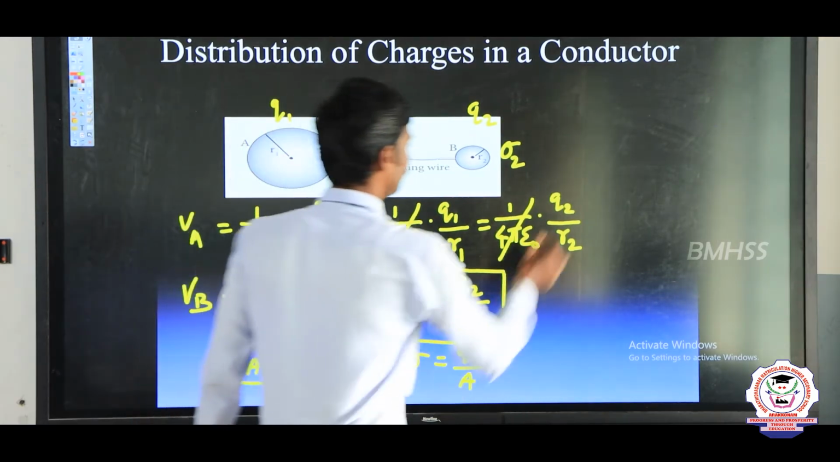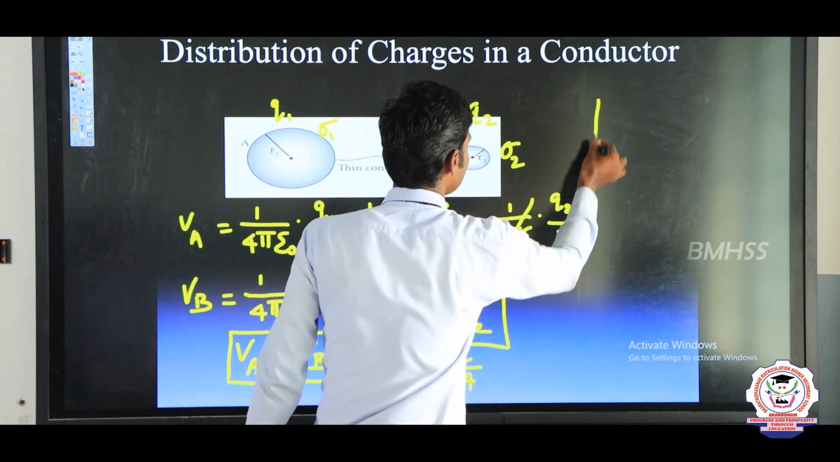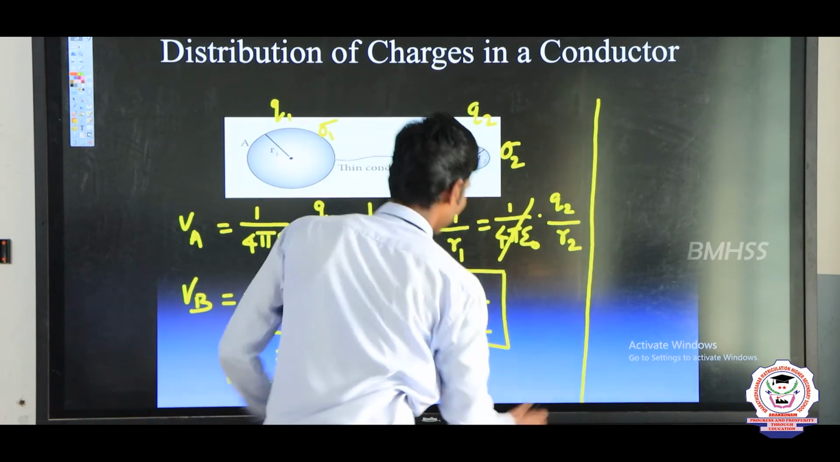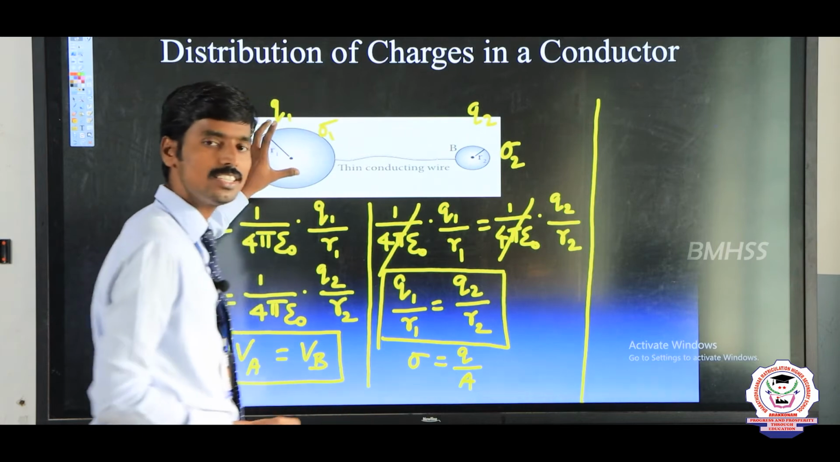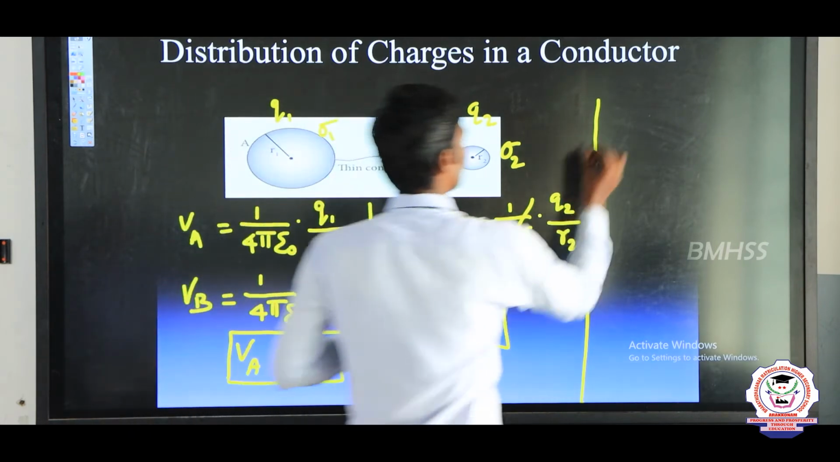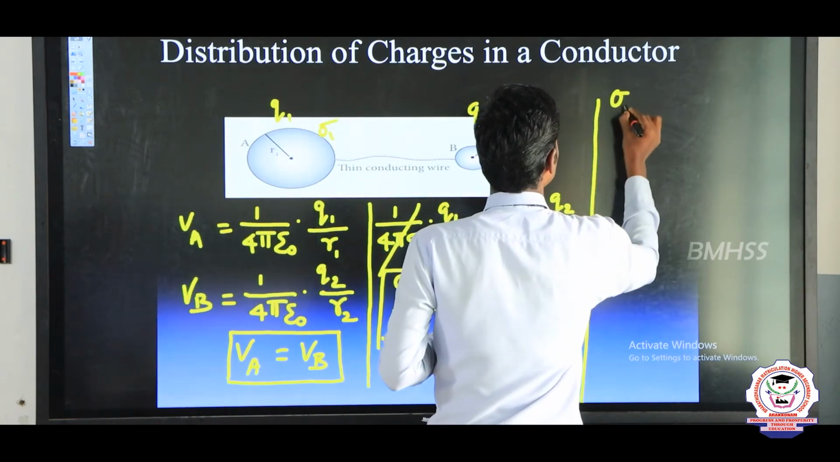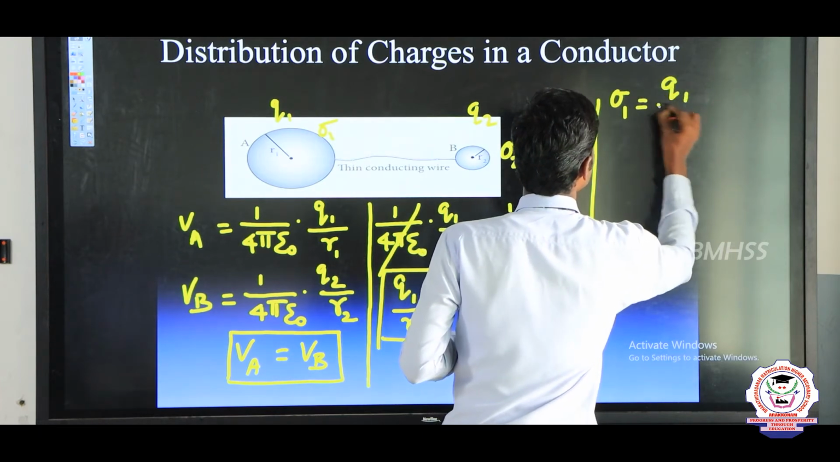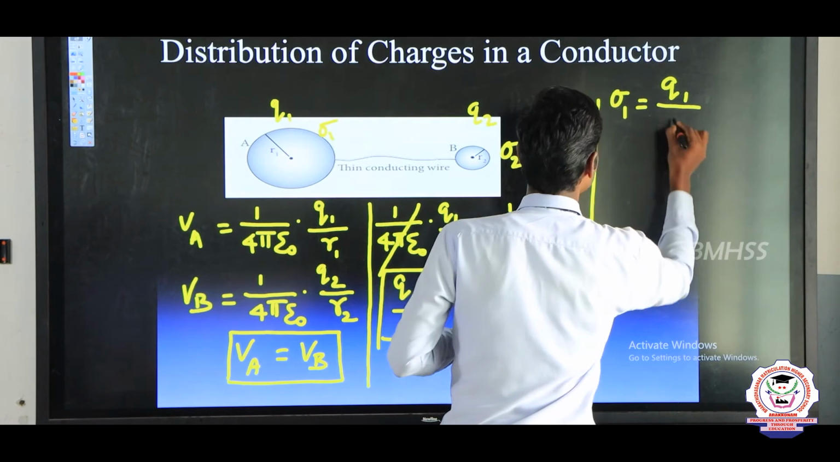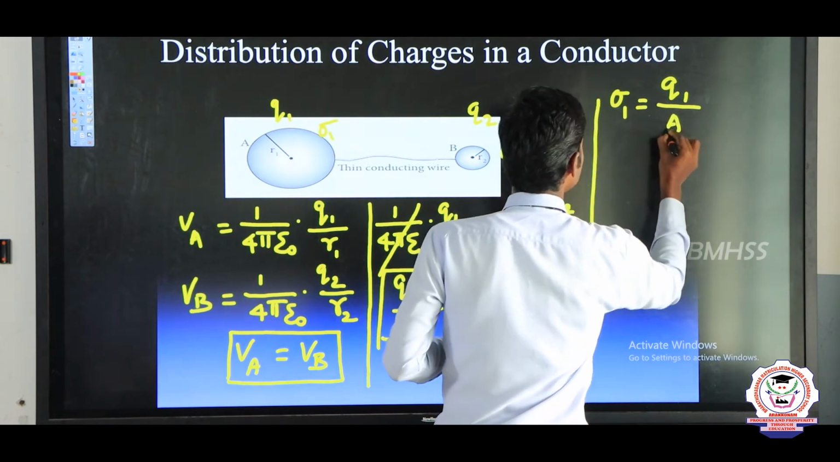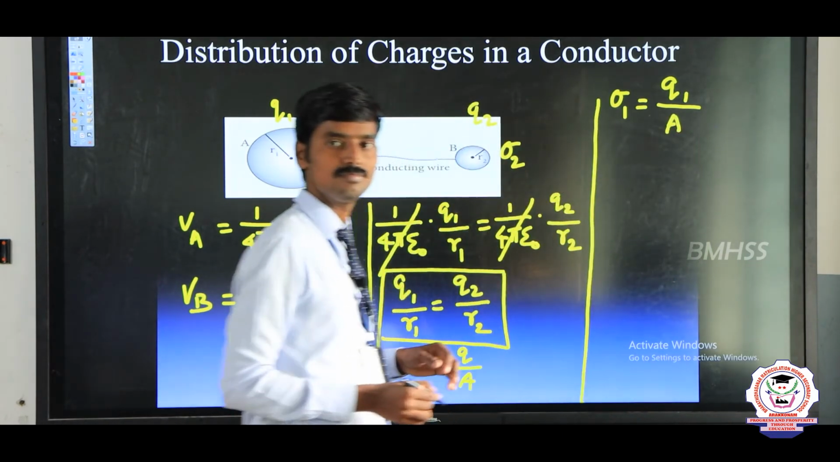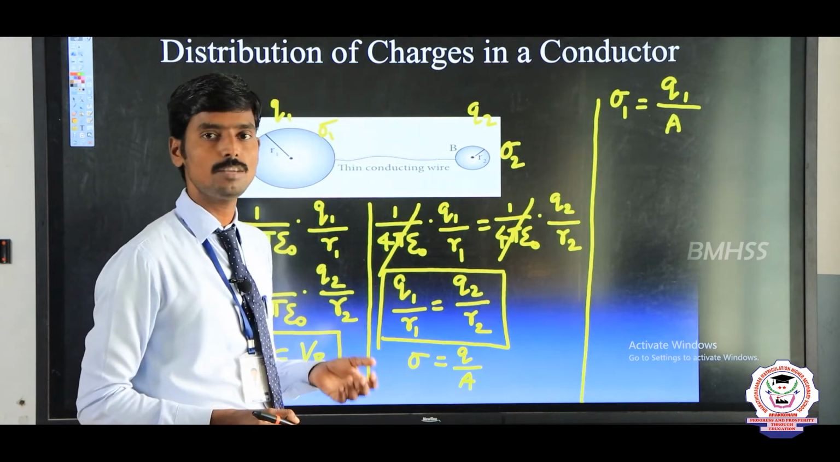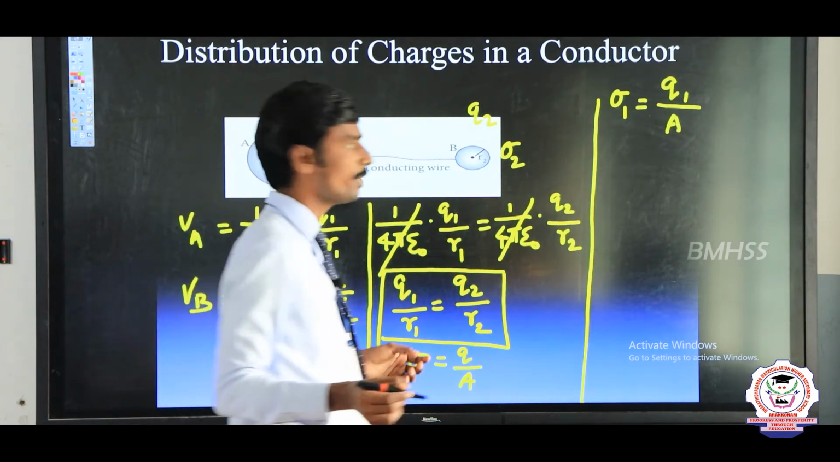Now substituting the surface charge density on both the spheres. First, the surface charge density on sphere A is sigma 1 equal to the charge residing on the surface of sphere A divided by the surface area. What is the formula for surface area? Yes, surface area is nothing but 4 pi r square.